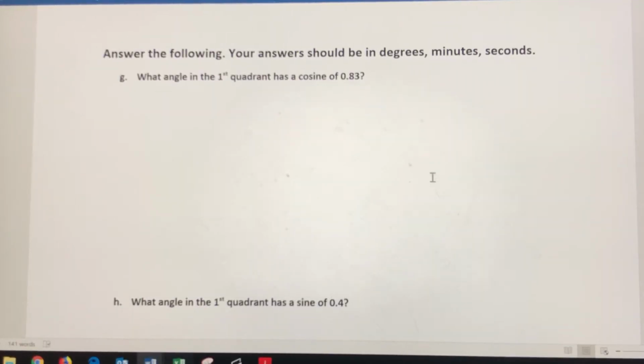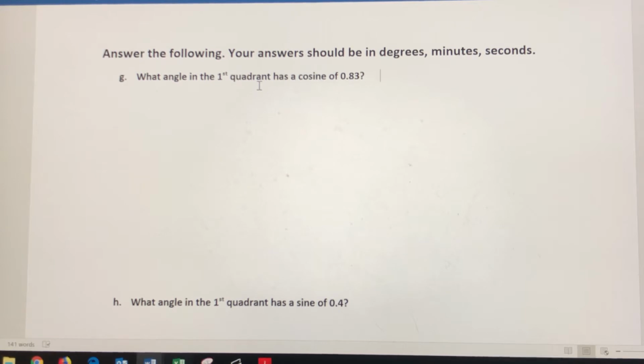Okay, in this video, we're going to be given a trig value. Like in this case, we've got cosine is equal to 0.83. Now, we don't know what the angle measure is. So we're going to find the angle measure, but we want to find that angle measure in degrees, minutes, seconds. So the question states: what angle in the first quadrant?